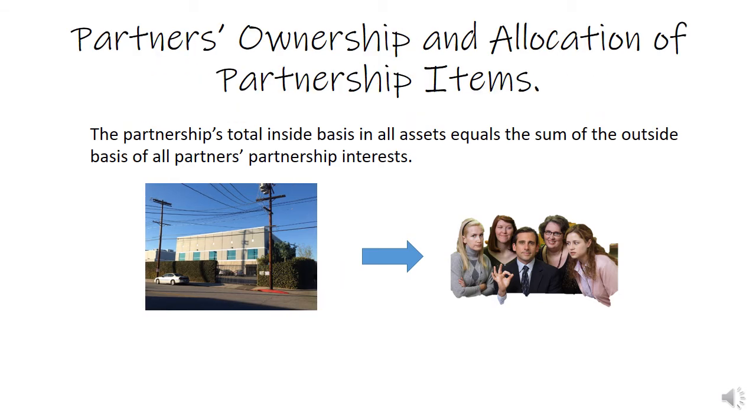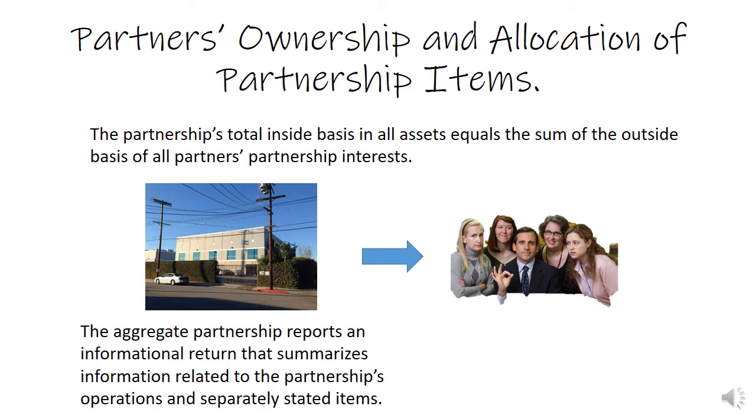A key thing to remember about partnership basis and partnership ownership is just like we saw in the assets equal liabilities plus equity formula. The partnership's inside total basis in all assets must equal the partner's outside basis. The aggregate partnership reports an informational return that summarizes that information that's related to the partnership's operations, as well as those separately stated items.